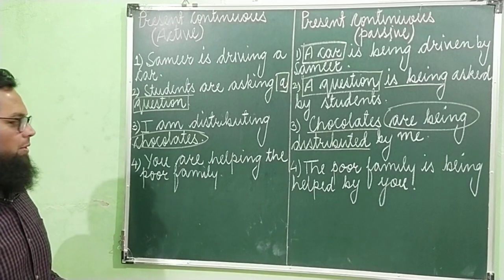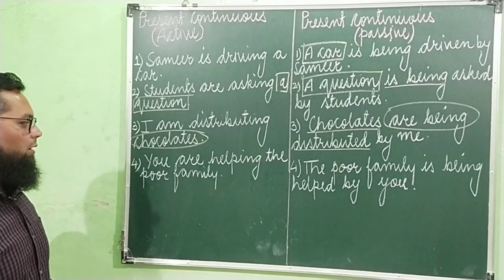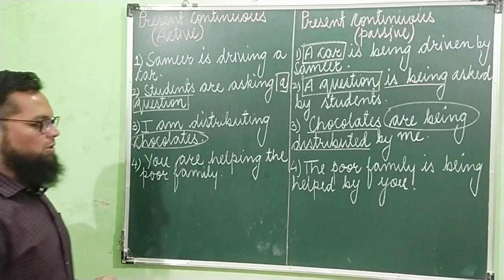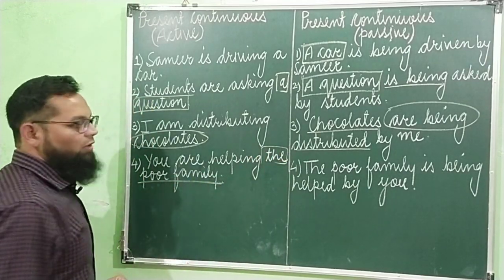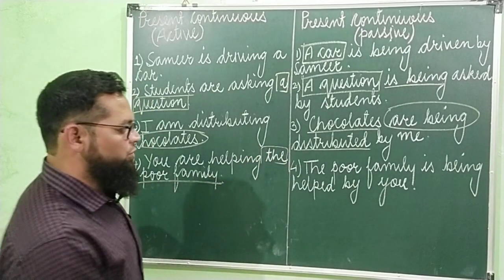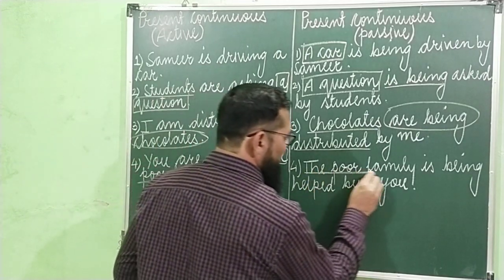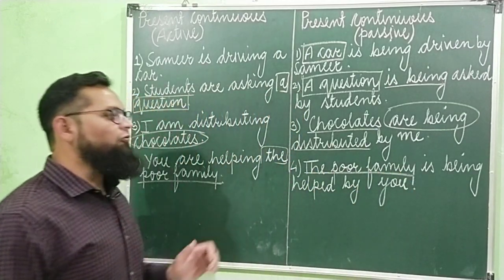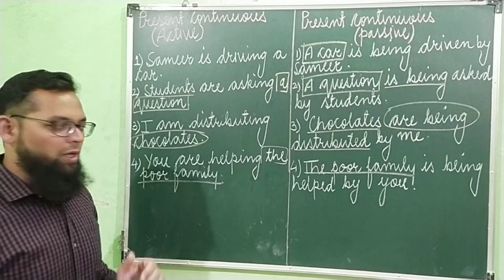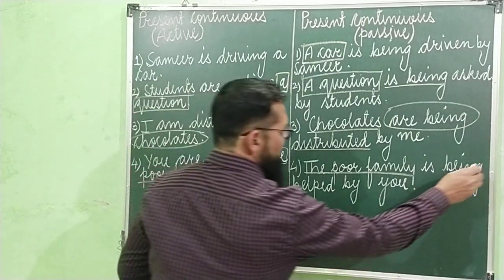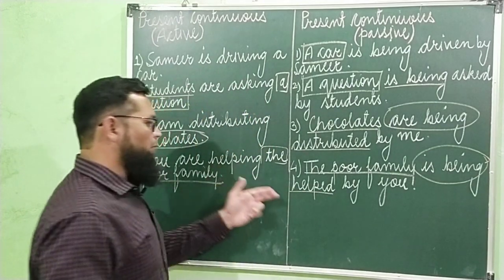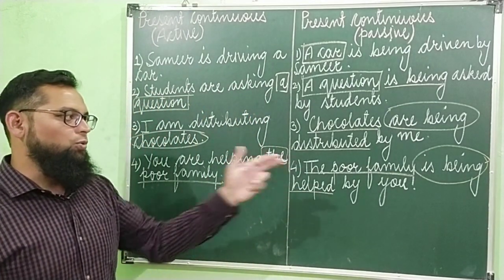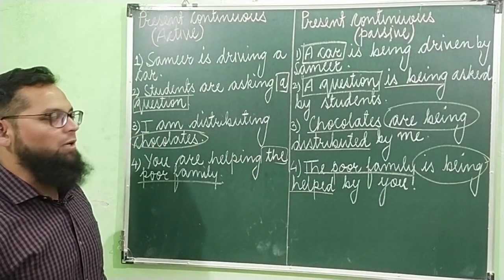Then next example, you are helping the poor family. What is the object here? The poor family. So while converting it into passive, we'll write the object, the poor family, at the beginning. Now, the poor family is in singular form. So with singular, we have to use is being. Poor family is being. Then the third form of helping is helped by you. The poor family is being helped by you.